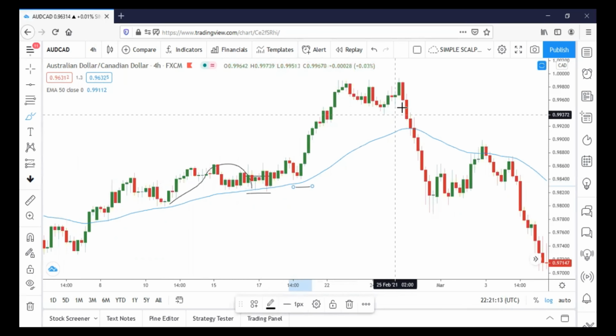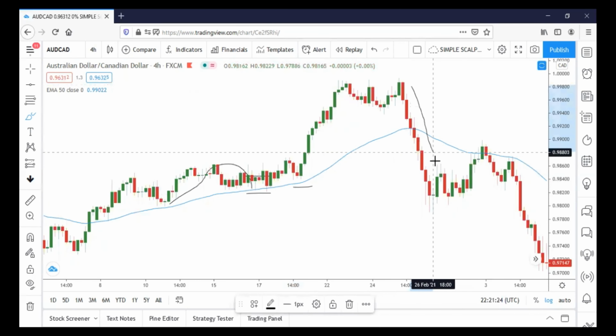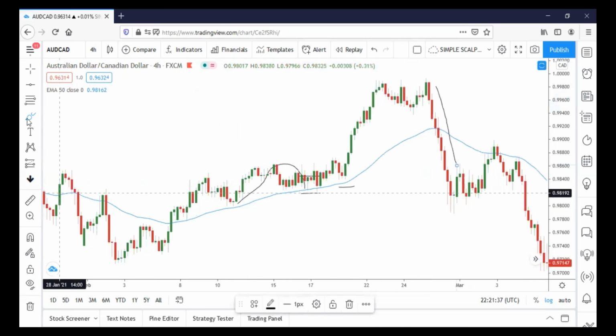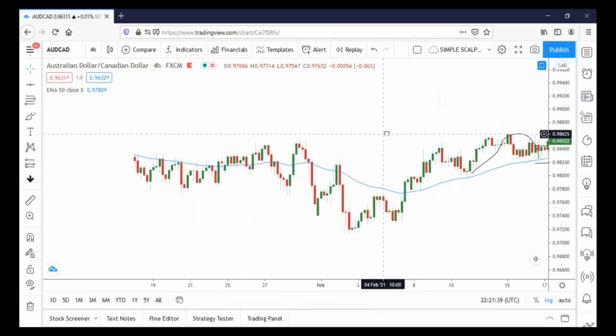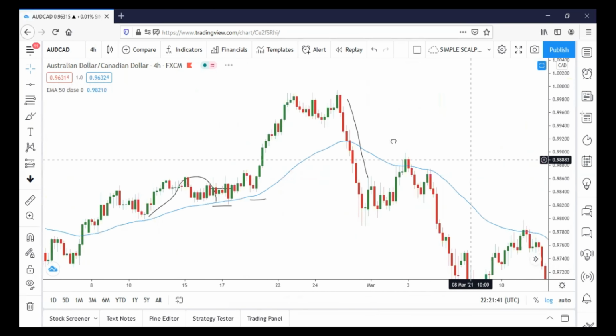And once price is ready to break the 50 EMA, guys, take note, you will see price coming with a sharp move like this. That is an indication that price is ready to break the 50 EMA, and the trend is most likely going to change. So I hope this is very, very clear. That is how to ride a trend.